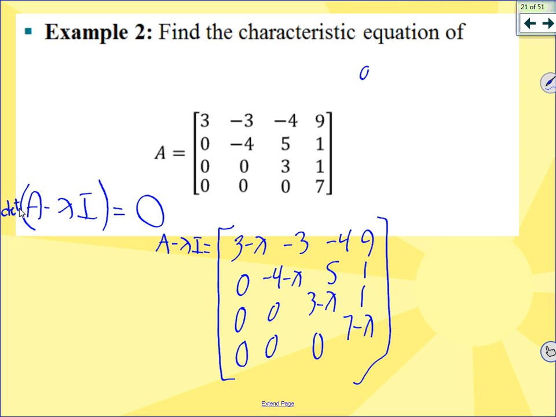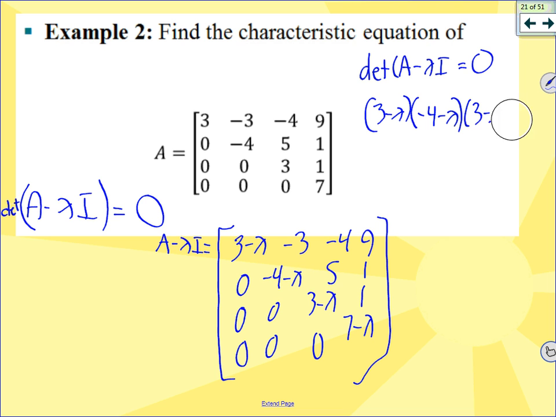So the determinant of that matrix equaling 0 would be (3 minus lambda), (negative 4 minus lambda), (3 minus lambda), or I could have just squared that, let's do that, and then (7 minus lambda) is 0. That is the characteristic equation. Oh, that's pretty cool. So every square matrix, 2 by 2, we do a 1 by 1. I don't know if that makes any sense. I'll just say every square matrix has a characteristic equation.